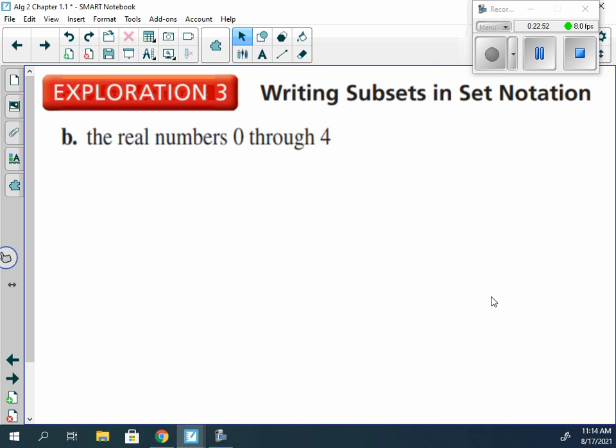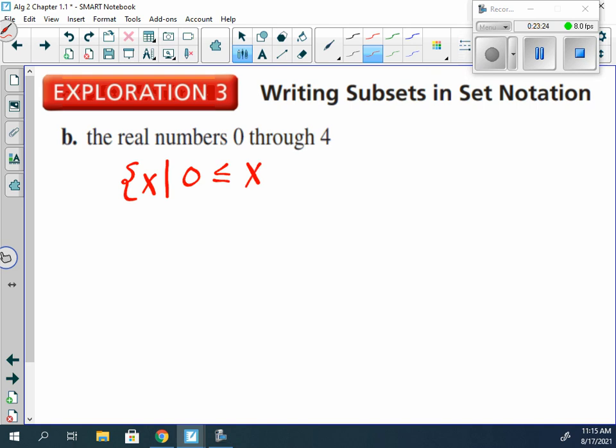So is it feasible to actually write out all the numbers between 0 and 4? No. So this is when we would go to set builder notation, because it's not feasible for us to actually write them all out. So we're going to use the set builder notation. And since we're using all real numbers, we just have brace x bar, for all real numbers x such that 0 is less than or equal to x, less than or equal to 4. Since we have 2 endpoints and everything in the middle, we use an AND statement.